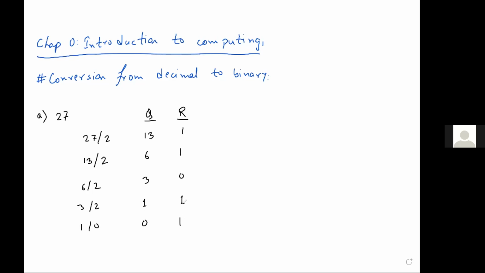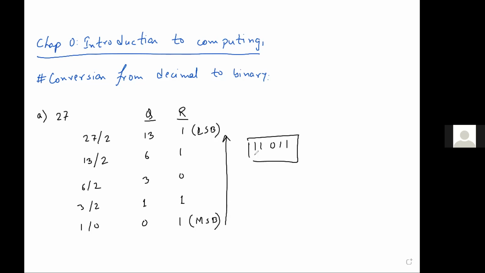All right. Which one will be your MSB and which one will be your LSB? So the starting one will be MSB. Okay, so the starting one will be MSB. This one then? No, sir, that is LSB. Exactly. So this is actually LSB and this is your MSB. So your converted binary will be 11011.